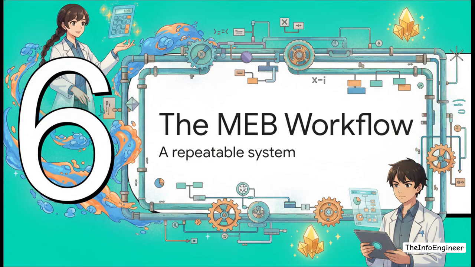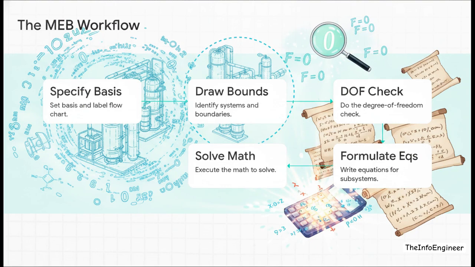Finally, Section 6, the MEB workflow. All right, we've covered the stakes, the visual tools, the calculation hacks, and the math itself. Now let's put it all together into a repeatable system. Get your cameras ready, folks, because this is the screenshot moment right here, the ultimate 5-step material and energy balance workflow cheat sheet. Step 1, specify that magic 100-unit basis and completely label your PFD.